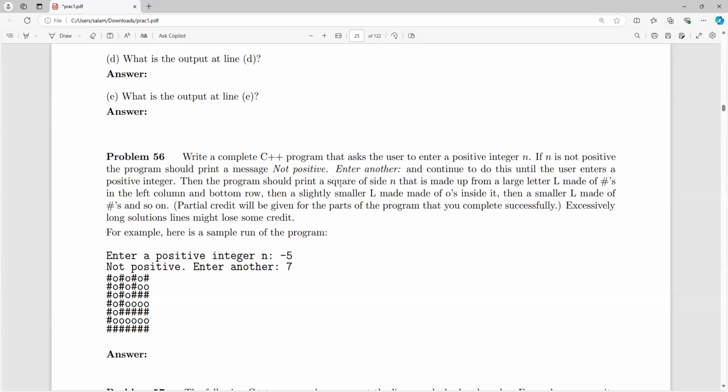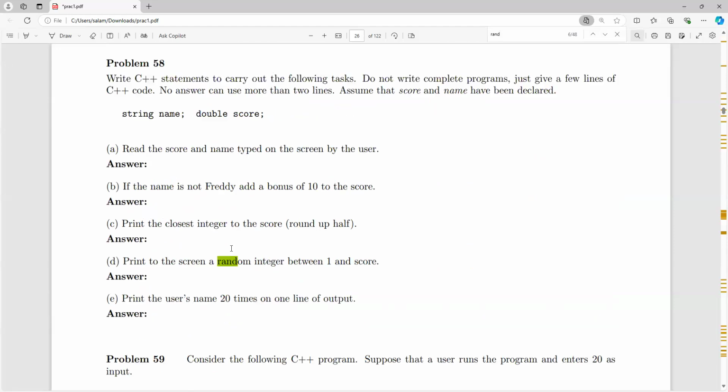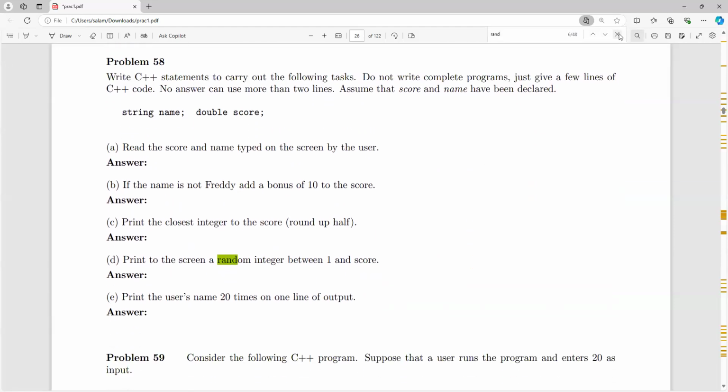Did Chyn go over Rand? Yes, she did, in lecture 10. She said those would be on the test also. Oh, sure. Let's do this one. Print to the screen a random integer between 1 and the score. Fine, let's do this one. Yay, a non-shape question. Rand.